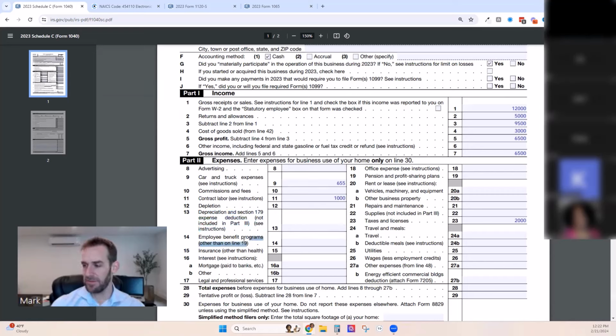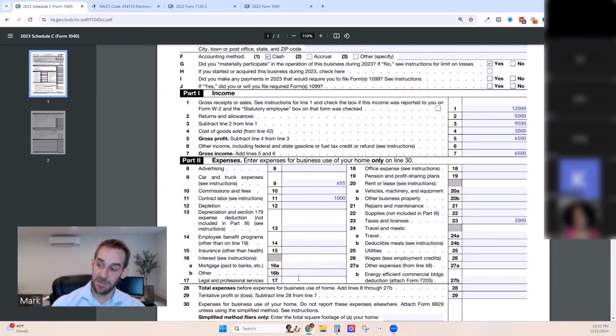You probably won't have employee benefit programs. This would be more common if you have an LLC or an S corp or employees. Any kind of liability insurance would go here. Not health insurance, not personal stuff. Credit card interest could go here. If you have some type of business mortgage, you could put that here.